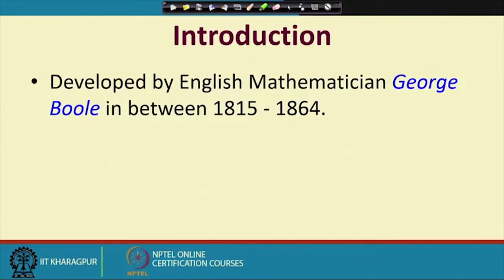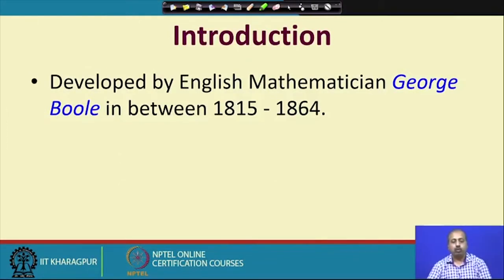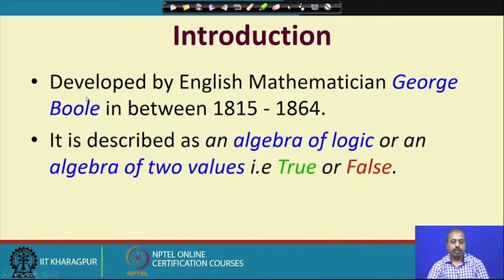To introduce, this was developed by the English mathematician George Boole, who lived between 1815 and 1864. So, you can see that it was long before digital circuits came into existence. It is described as the algebra of logic, or an algebra of two values, true or false.